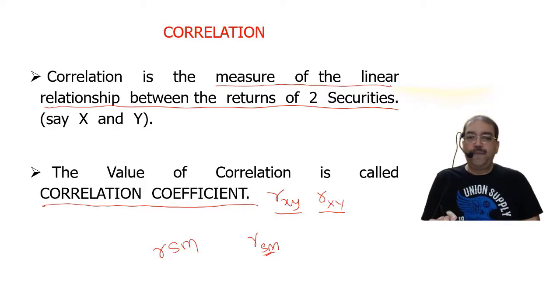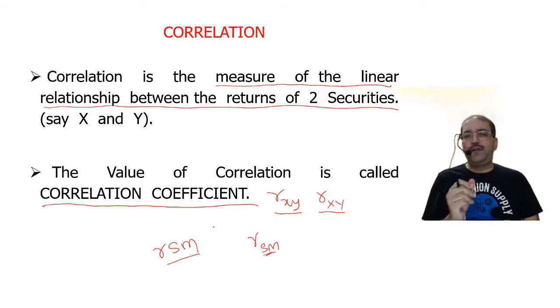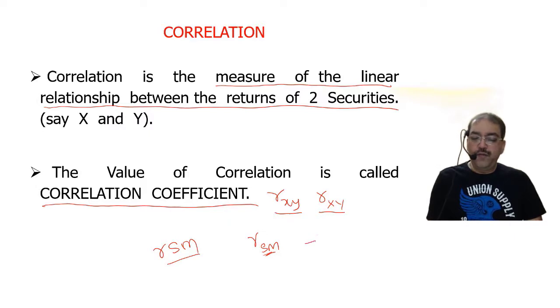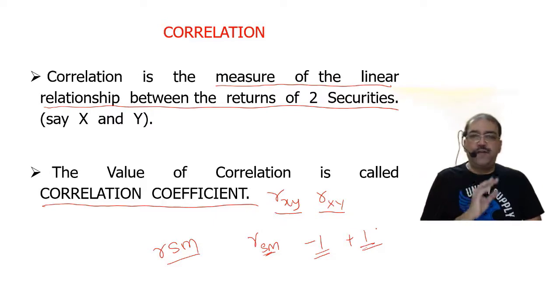Okay, have you understood? Now, as I told you, in correlation I am concerned with the values also, not only the sign but the values also. The values of this correlation coefficient Rxy or Rsm, between any two securities, or between the security and the market, should not be more than +1 and should not be less than -1. That means it is between -1 and +1. Lowest figure -1, highest figure +1. It cannot be more than that, it cannot be less than that.